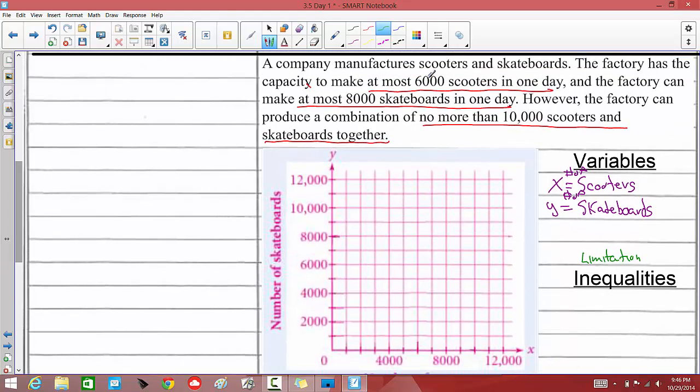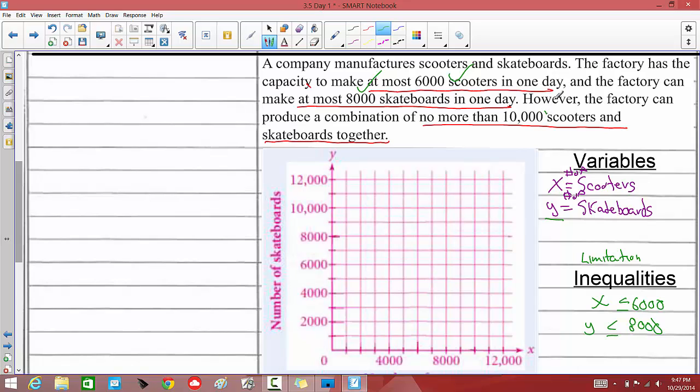One thing it says is we can only make at most 6,000 scooters in one day. So scooters has to be less than or equal to 6,000, right? But scooters isn't really scooters. We defined it as x, so we'll put x in for that. So we know that x has to be less than or equal to 6,000. And the same goes true for skateboards. You can make at most 8,000 skateboards. So we know another limitation is y, which is our skateboards, has to be less than or equal to 8,000. So that covers this limitation here and that limitation there.